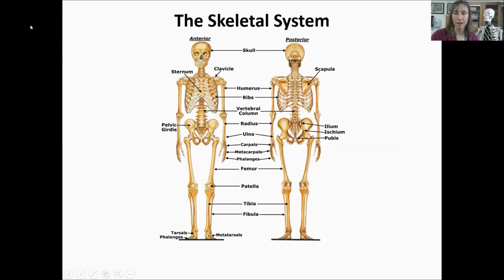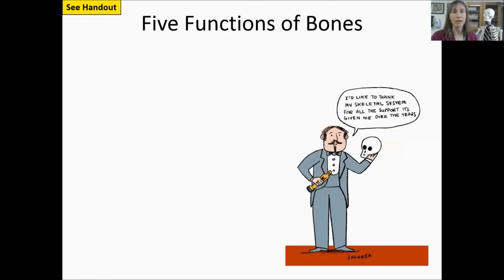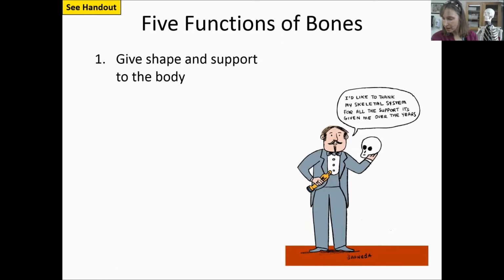All right, so we talked about some familiar bones, including the humerus, which of course is subject to many great puns. Let's talk about the functions of different bones. Now, you took notes on this in the chapter of your textbook, but I'd like to go over it again just because it's really important. So first of all, they give shape and support to the body. You can see that from how they work. This gives something that your muscles can pull against. So they support muscles, allowing you to move.